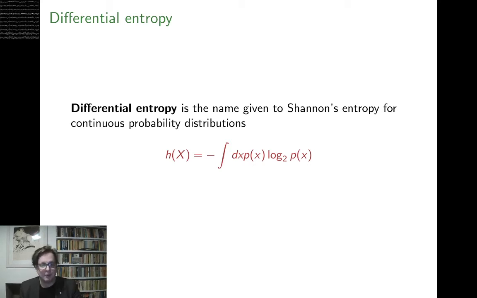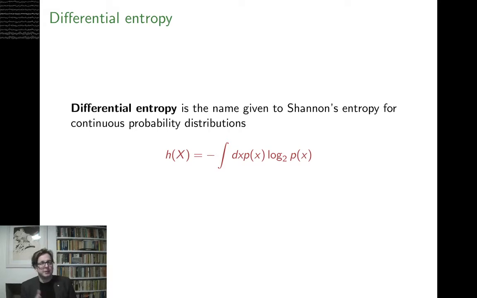But you'll notice that before we had a big H of x, and we're using a little h of x here. That's because this is really a different object, because it's not the expected value of the log of the probability, it's the expected value of the log of the probability density. And the probability density, although obviously related to the probability, is not the same thing. And this object is not the same object.